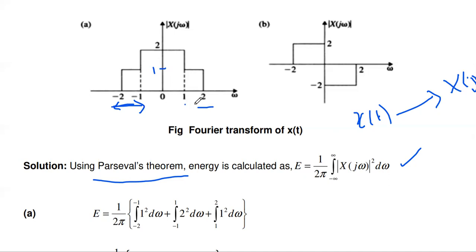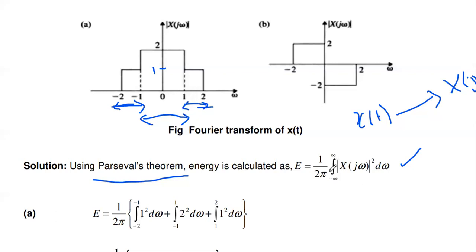Similarly, for omega between 1 and 2, the height is the same, 1. And for omega between minus 1 and 1, what is the amplitude of modulus of X of j omega? It is 2. So using this split we are going to integrate.